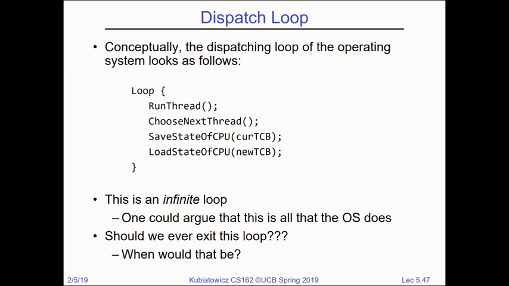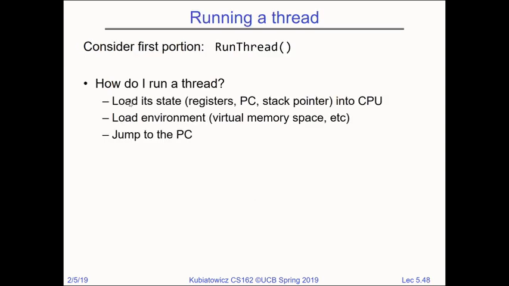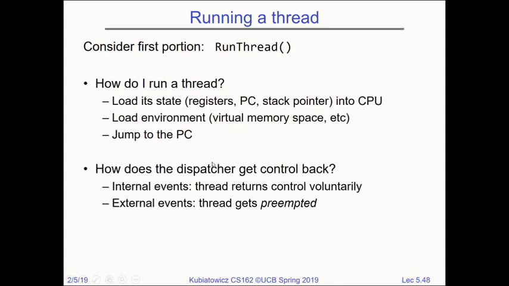That's great. So how do we run a thread? Load the state, load the environment, jump to the PC. How do we get back? This question of how we get back to the dispatcher is an interesting one. There's a bunch of internal events where the thread returns voluntarily. Yield, I just told you, is one. Can anybody think of other internal events where the thread yields the processor that isn't explicitly through yield? What else?